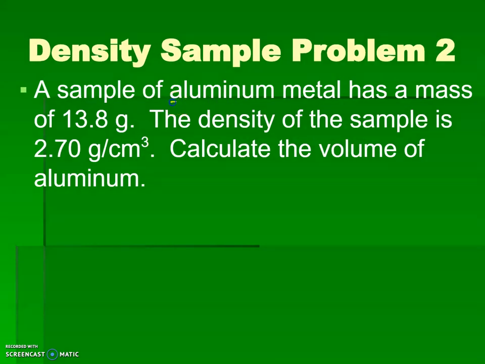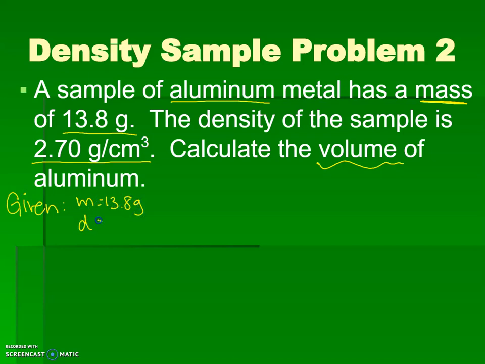It says a sample of aluminum metal has a mass of 13.8 grams. Okay, so mass is 13.8 grams. The density of the sample is 2.70 grams per centimeter cubed. Calculate the volume. All right, so we are given mass is 13.8 grams, the density is 2.70 grams per centimeter cubed, and our unknown now is going to be the volume.